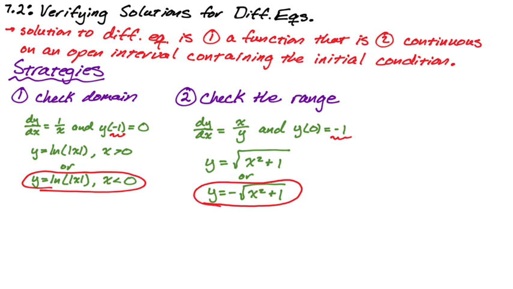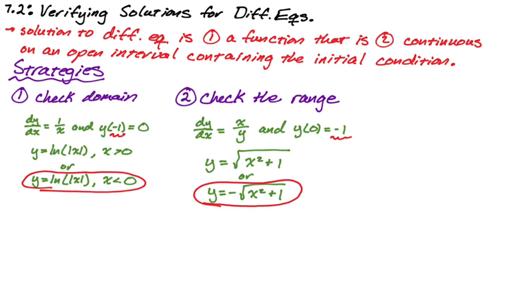So we're going to say this because it's the only one that lets you go through -1. When x is 0, y will be -1. So you've got to check the domain. You've got to check the range. Don't be afraid of verifying solutions. It's kind of weird, but it's pretty straightforward.